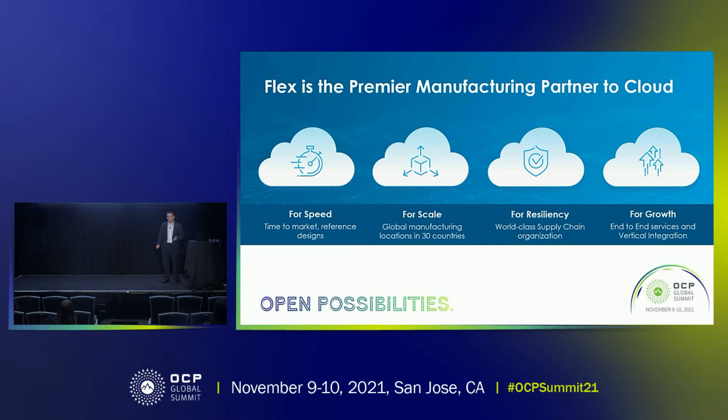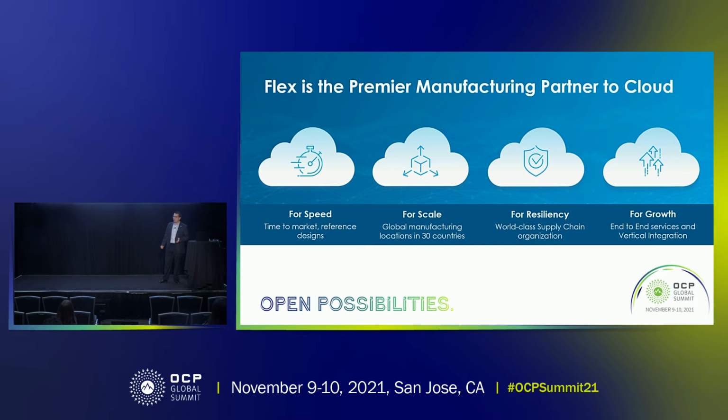For scale, we have a network of manufacturing sites in over 30 countries. It's over 100 sites. And so we really provide massive scale to our customers. When it comes to resiliency, we have a world-class supply chain organization. We have preferred relationships with our suppliers, and especially in these times where supply chain is very difficult, it's a great benefit to work with Flex.